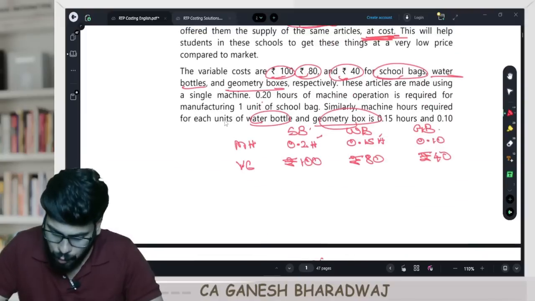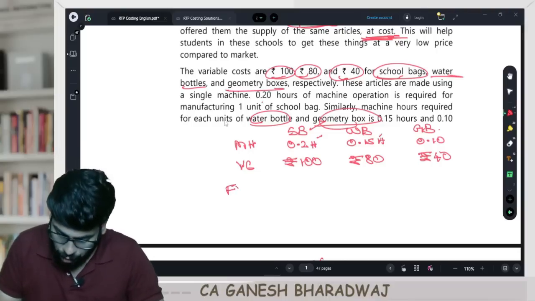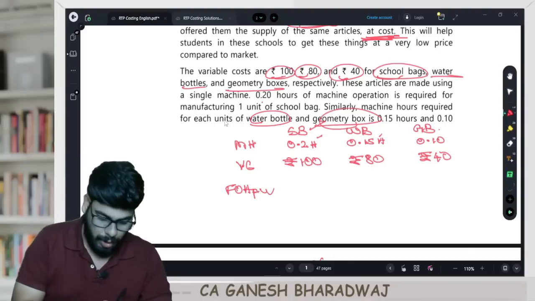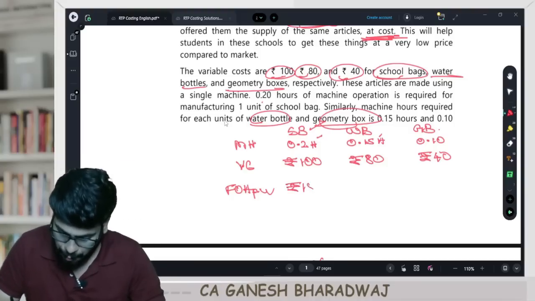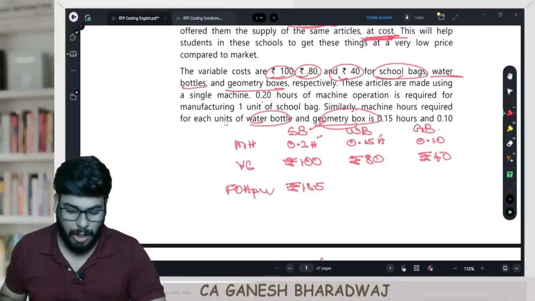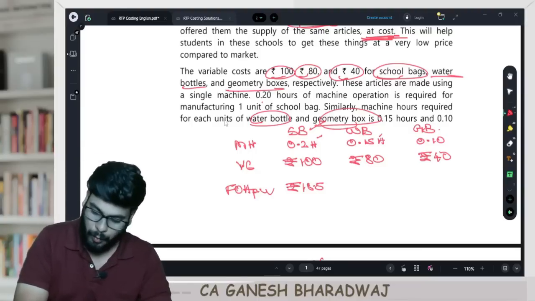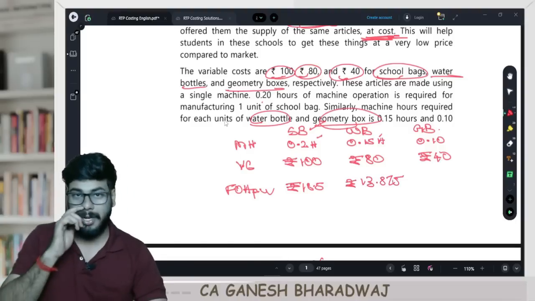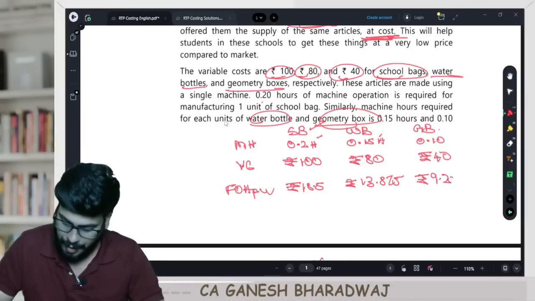However, 1 unit of school bag requires only 0.2 hours, correct? So what will be the fixed overhead cost per unit of school bag? It is going to be 92.5 into 0.2. How much is that? That is going to be rupees 18.5. Clear with this? Similarly, per unit of water bottle, how much is that? 92.5 into 0.15, that's going to be rupees 13.875. Similarly here, 1 unit of geometry box, 92.5 into 0.10, that's going to be rupees 9.25. Are you clear with this?